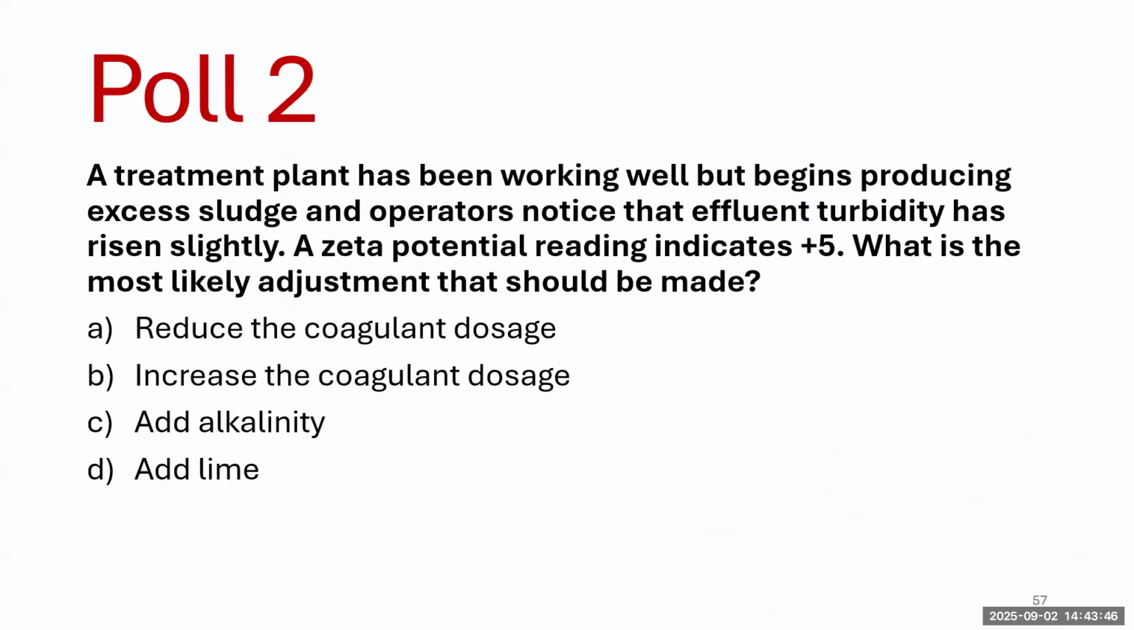And we're going to try an example here, give you a chance to try this. It's kind of a thought exercise. A treatment plant is running along fine, but all of a sudden it begins producing excess sludge and turbidity has risen slightly. A zeta potential reading indicates +5. What adjustment should be made?